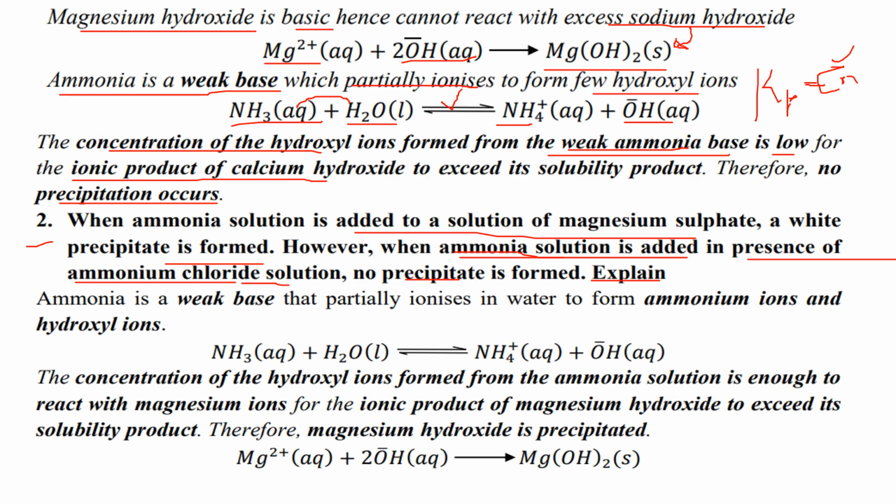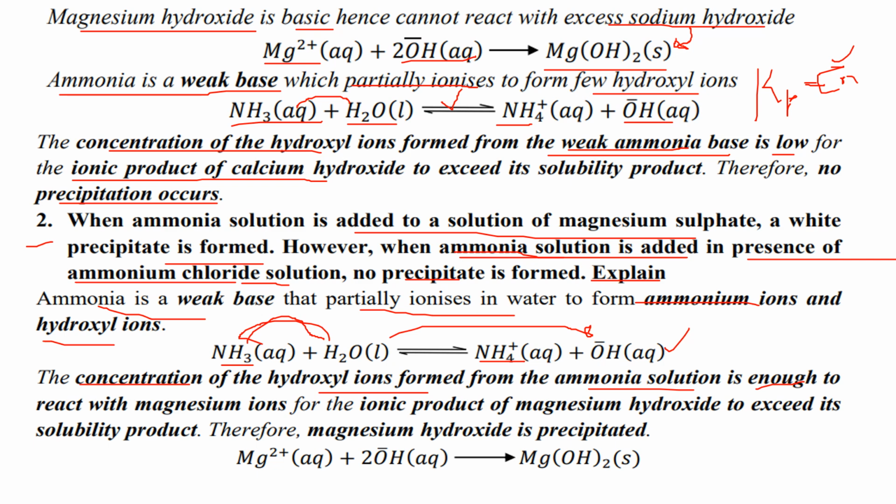So let's start. Ammonia is a weak base, and being a weak base, it partially ionizes in water to form ammonium ions and then hydroxide ions. Ammonia is a base, so it accepts protons from water, forming ammonium ions, and the water becomes the hydroxide ion. So we shall proceed by saying that the concentration of the hydroxide ions that are found from ammonia is not enough. The concentration is going to be very low for these ionic products.